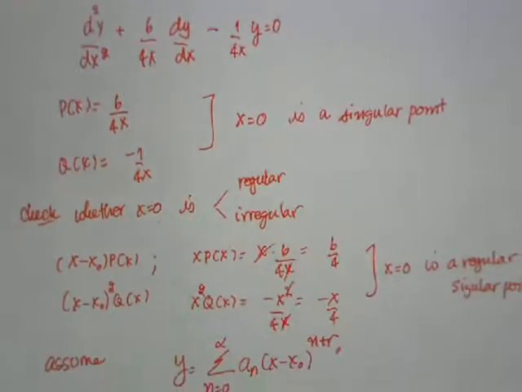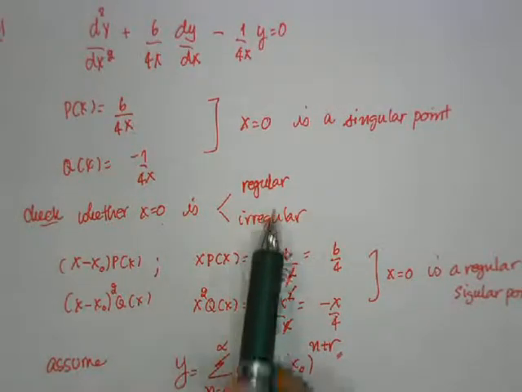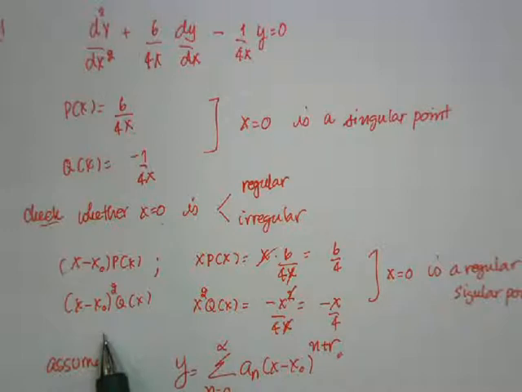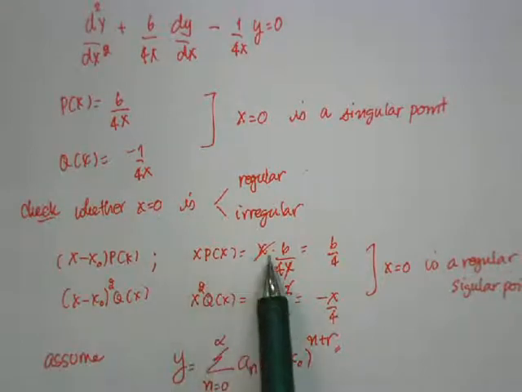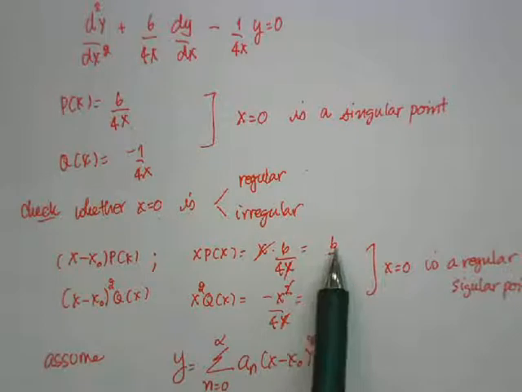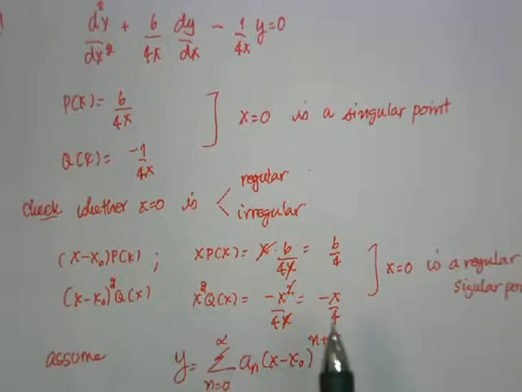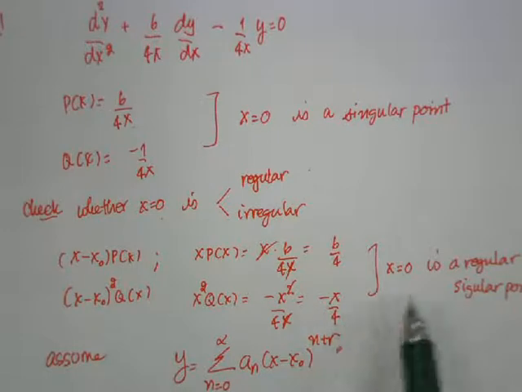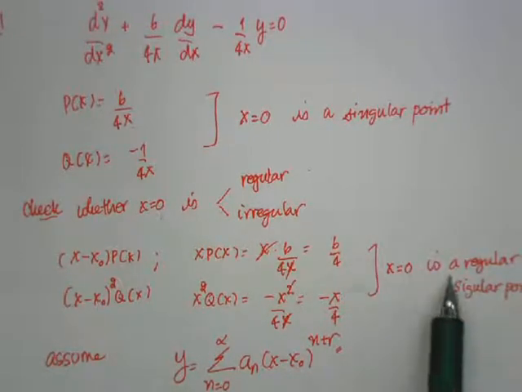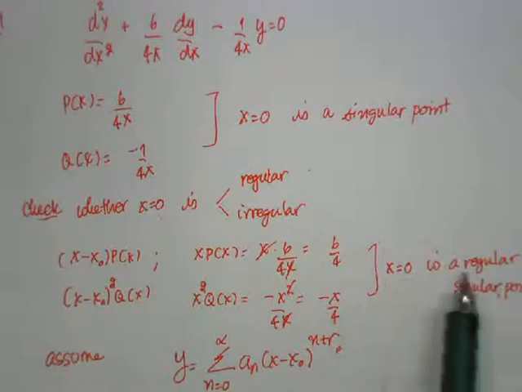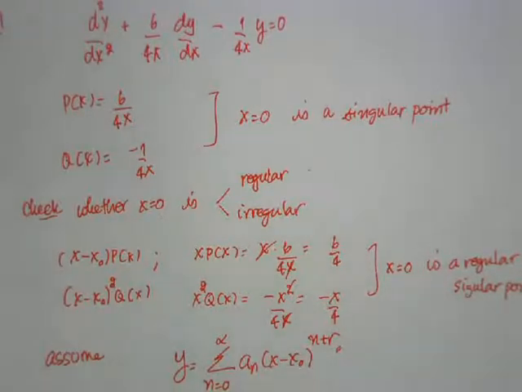Now, in order to find whether x equal to 0 is regular or irregular, we use these two criteria: (x minus x0) p(x) and (x minus x0) squared q(x). Our x0 is equal to 0, so we get x p(x), which is x times 6 divided by 4x, so we get 6 over 4, which is a number. For q(x), we get x squared q(x), which is equal to minus x over 4. So both functions at x equal to 0 are analytic functions. That means x0 is a regular singular point. Now we can find the solution by using Frobenius.